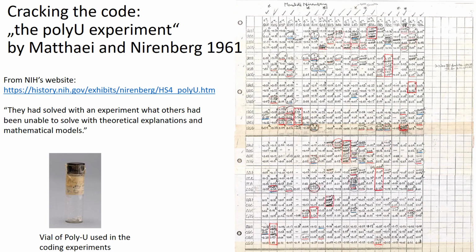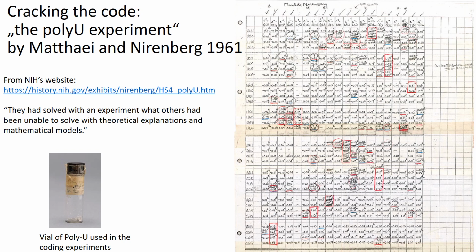Gold medal in this competition eventually went to Nirenberg and his group. Remember, Nirenberg is one of the recipients of the Nobel Prize in 1968. And when you look at the NIH side, Nirenberg was the first person to win a Nobel Prize from NIH. So they basically summed everything up: they have solved with an experiment what others had been unable to solve with theoretical explanations and mathematical models.